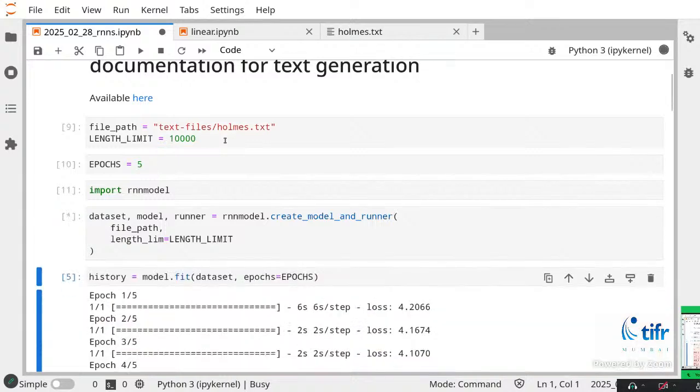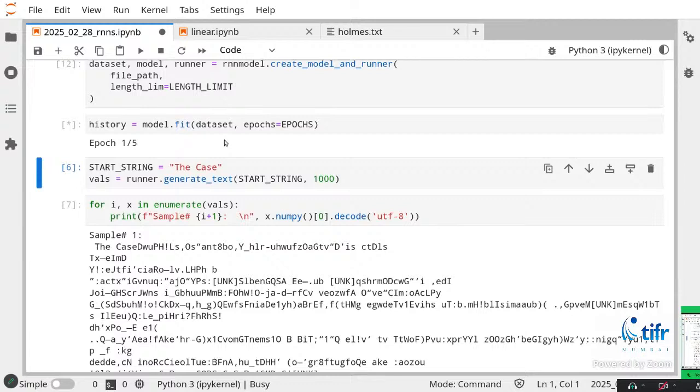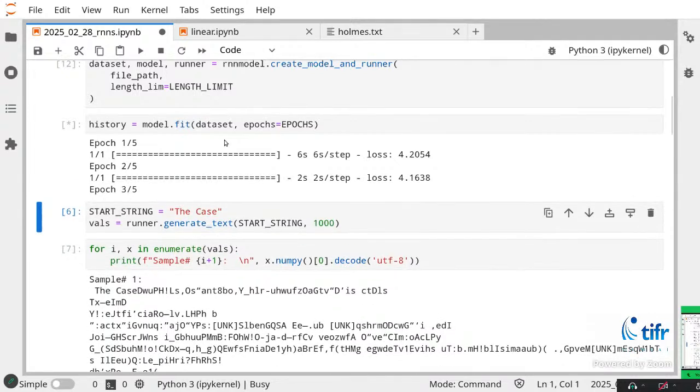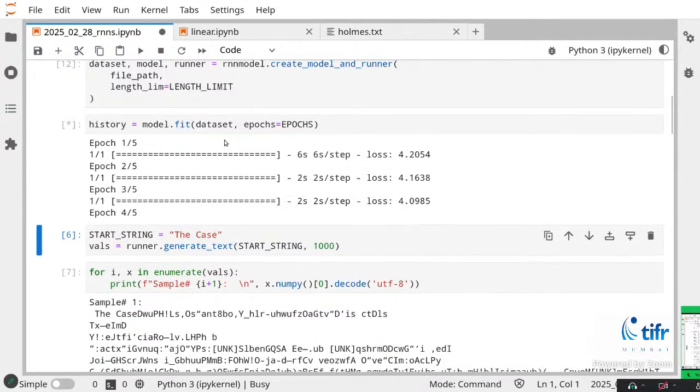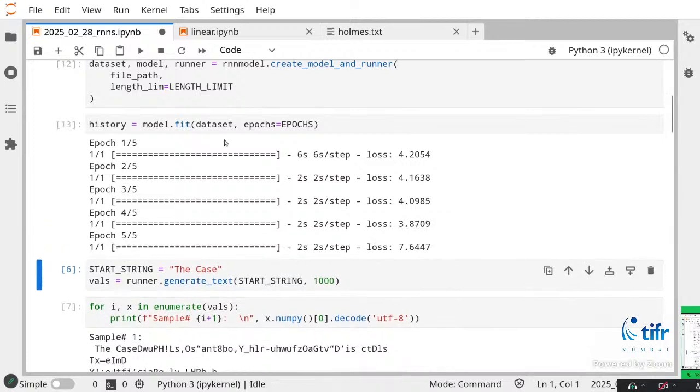So we try to fit it. This epoch is basically how many times it is reading the text. Each epoch, it reads the full set of these 10,000 characters once. I'm running it for 5 epochs. You can see it's taking about 2 seconds per epoch. And it is done.